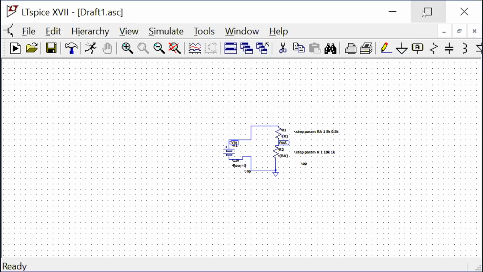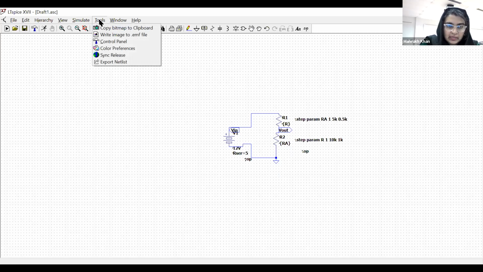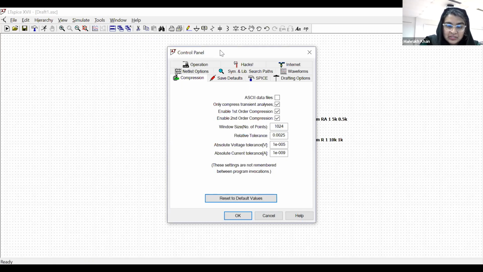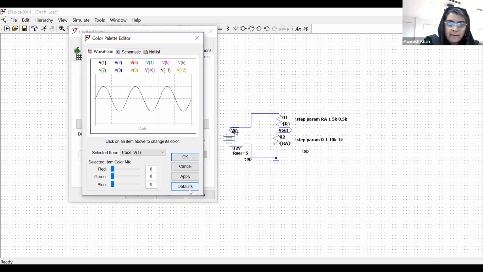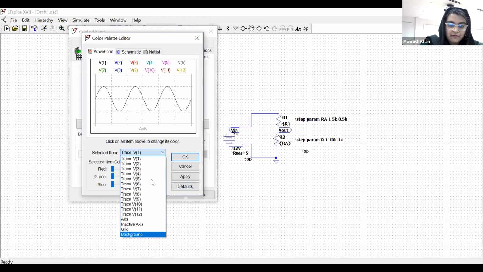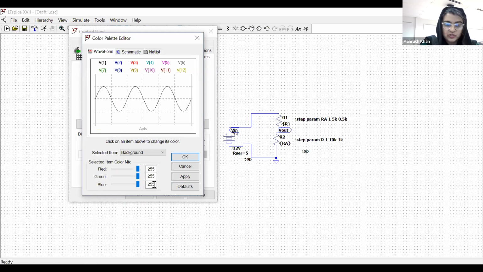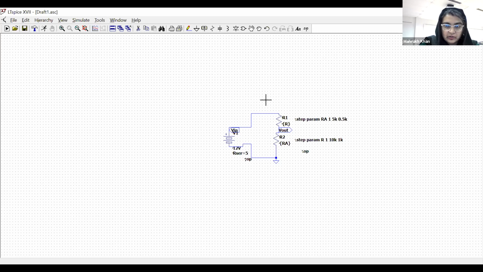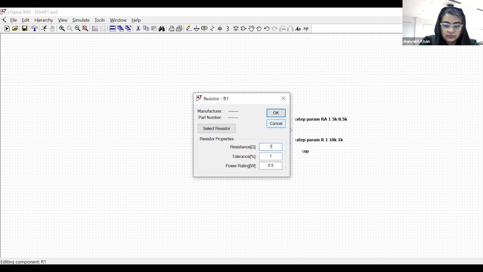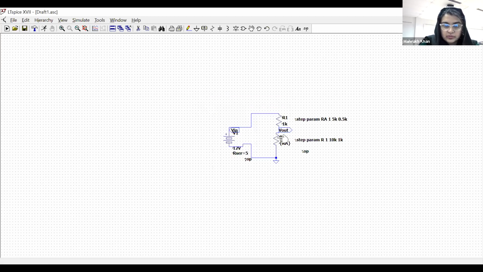Yes. Okay. Some of us, myself also, were having a problem with the black screen of the simulation. You can just go into the waveforms, click on the color scheme, and I just make my background of the waveform 255, 255, 255, which is the RGB value of white. Then my waveforms will appear on the white screen. You will see that. So I just need to change this. Then kilo ohms.